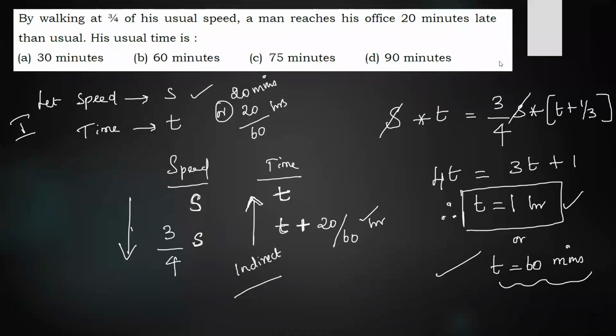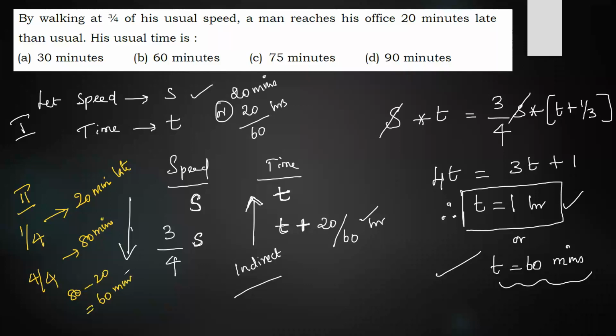So logically, listen carefully here. Second method: 3/4 of the usual speed, so I am reducing 1/4. Due to the reduction, 20 minutes late. So for 1/4, 20 minutes late. Therefore, 4/4 is nothing but 80 minutes, right? So you need to subtract that late time. So the right answer is 60 minutes.